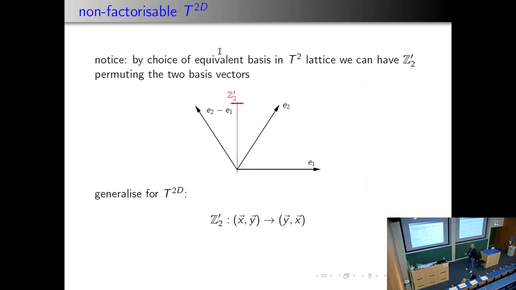So now let's look at the non-factorizable torus. Let's first go back and look at the T2 again, which was previously generated by these two vectors, which made it easy in our case to introduce the moduli. But I can equivalently just replace this vector by the one which I obtain when I take this one minus this one, and then the Z2 acts as a permutation of the two basis vectors. So that picture is now easy to generalize for the two-dimensional torus. I just go to the previous coordinate space and swap the first set of D coordinates with the second set.